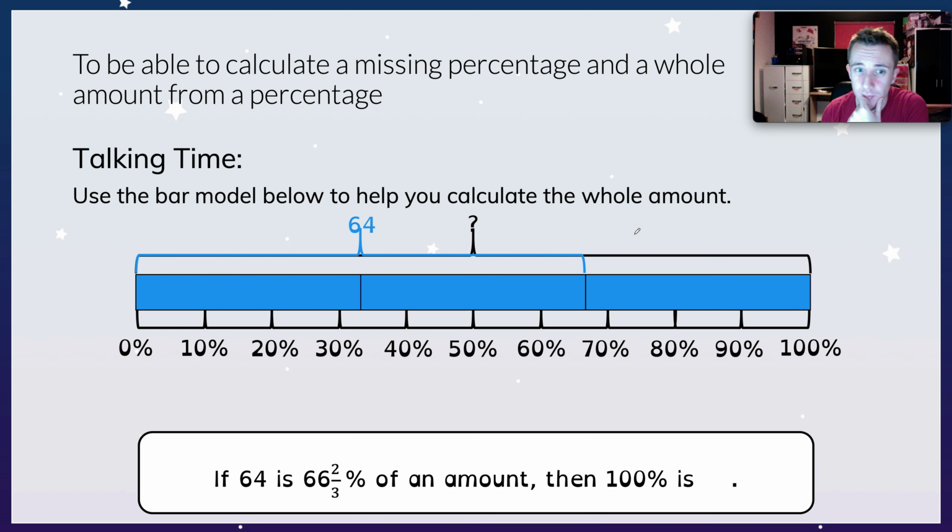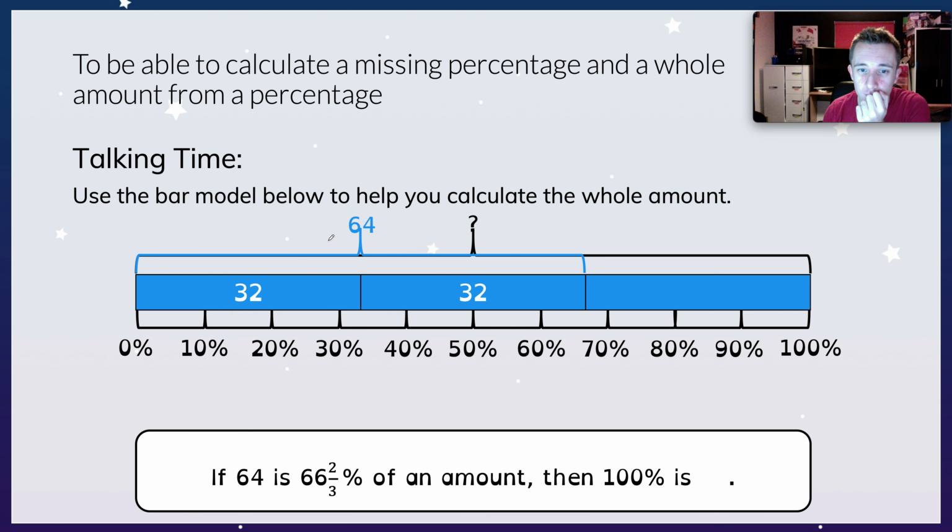Like so. So again, with this one, I've got 66%, but I can't really use that. So I need to halve it, so I get 33%. So I'm going to halve the 64, and then I'm going to use that. I can take one of these, times it by 3, 1, 2, 3, to get the original, 96.